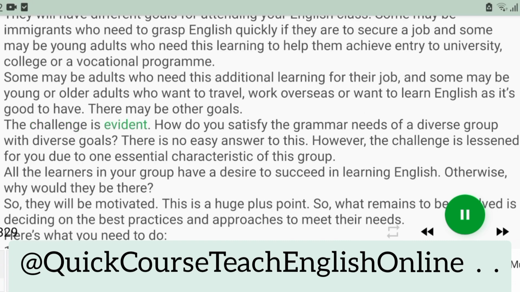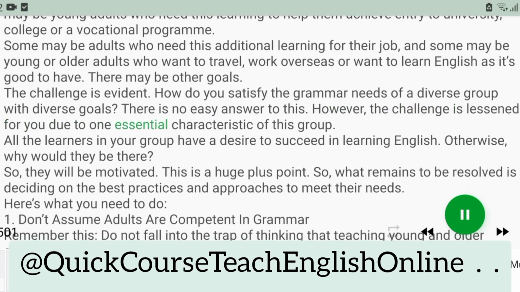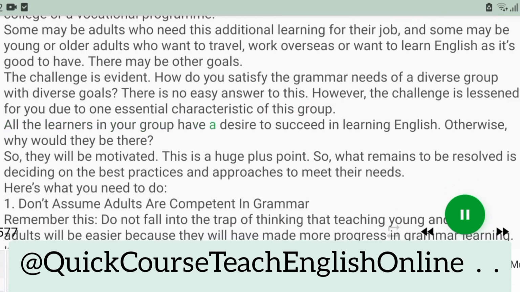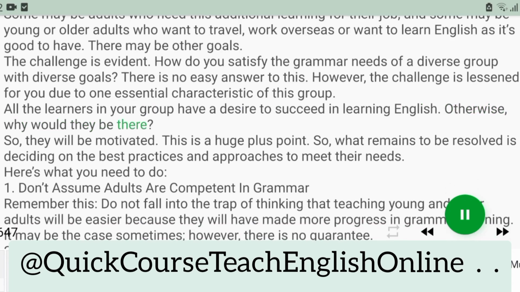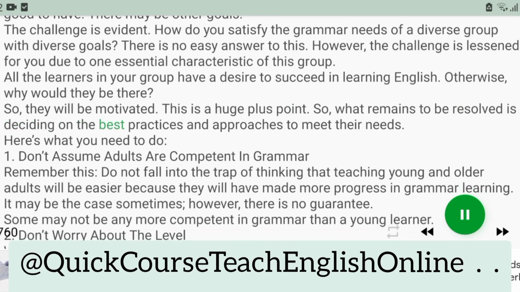The challenge is evident. How do you satisfy the grammar needs of a diverse group with diverse goals? There is no easy answer to this. However, the challenge is lessened for you due to one essential characteristic of this group. All the learners in your group have a desire to succeed in learning English. Otherwise, why would they be there? So, they will be motivated. This is a huge plus point. So, what remains to be resolved is deciding on the best practices and approaches to meet their needs.